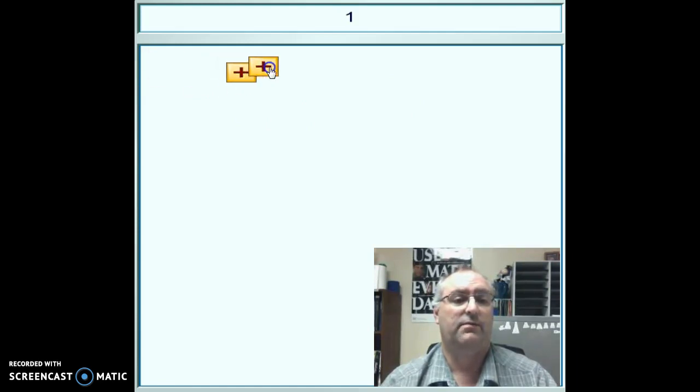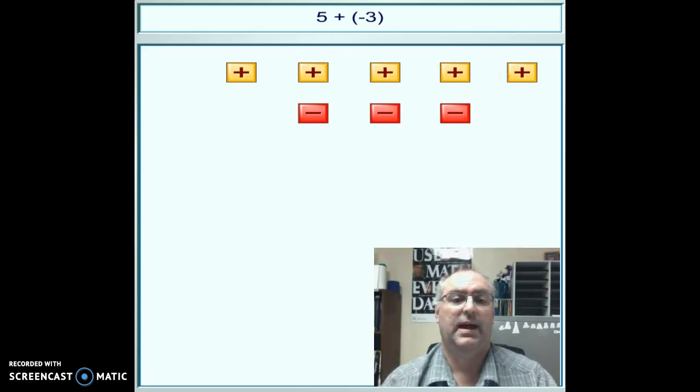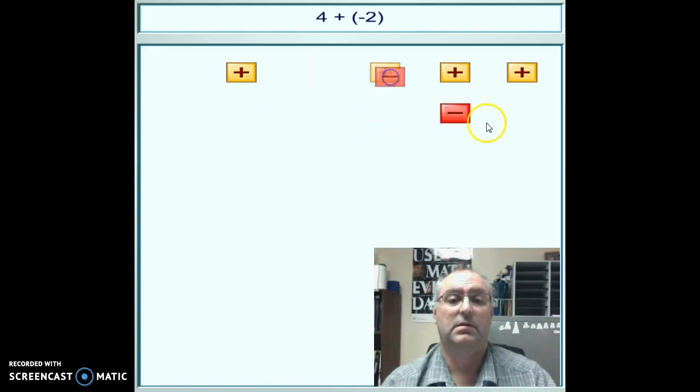If I had positive 5 and I wanted to add negative 3, because I have more positive tiles than I had negative tiles, because 5 has a larger absolute value than negative 3, when I combine them, I have 2 positive tiles left over. So that's a positive 2.